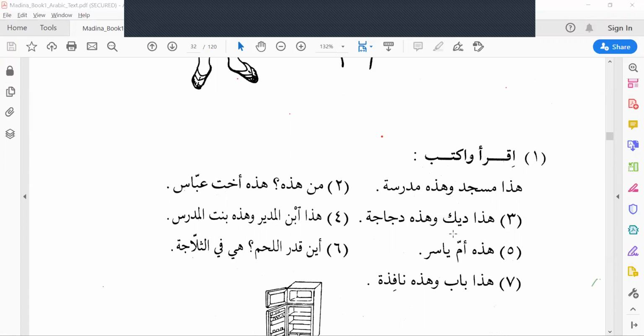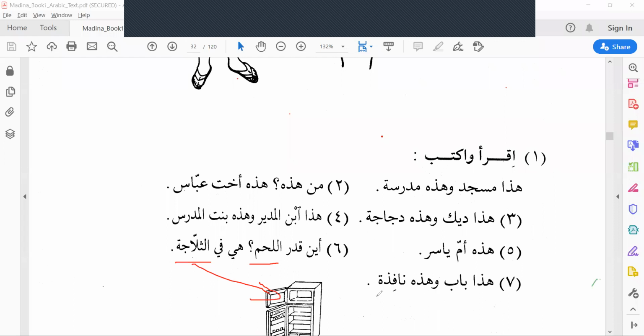Hada dikun. Dikun we have already learned. Rooster. Dajajatun is a hen. Chicken. Hen. Hada ibnu mudir. Hada bintu. Hada ummu. Ummu means mother. Aina qidrul lahmi. Lahmi is meat. Here is thallajati. Thallajati means fridge.